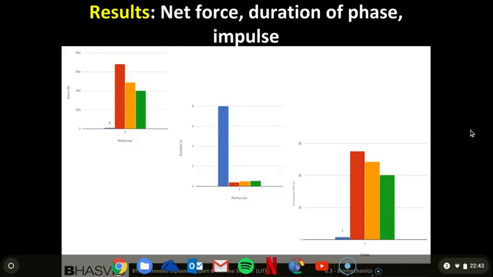The first three graphs here display my two participants' net force of their jump, the duration of the phases of their jumps, and their impulse. I chose to compare a slightly weaker participant, participant 8, and a stronger participant, participant 6, as this gives us a clear comparison between the numerical data of better or worse vertical jumps.